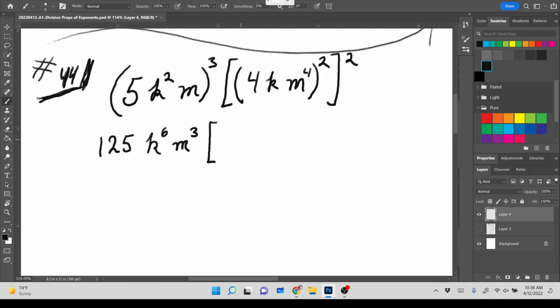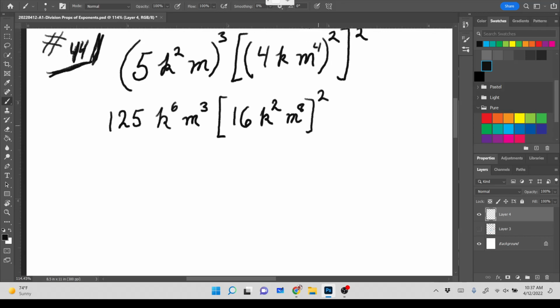So what's 4 squared? 16. Remember, it's not 16k to the what? Second power. To the 8. 2nd power. M to the 8th, right? Yeah, that's what I was thinking.